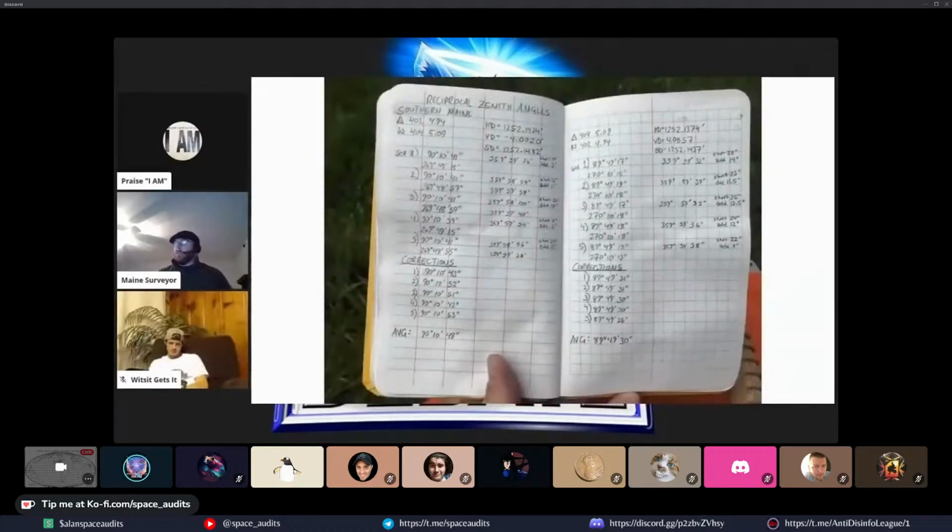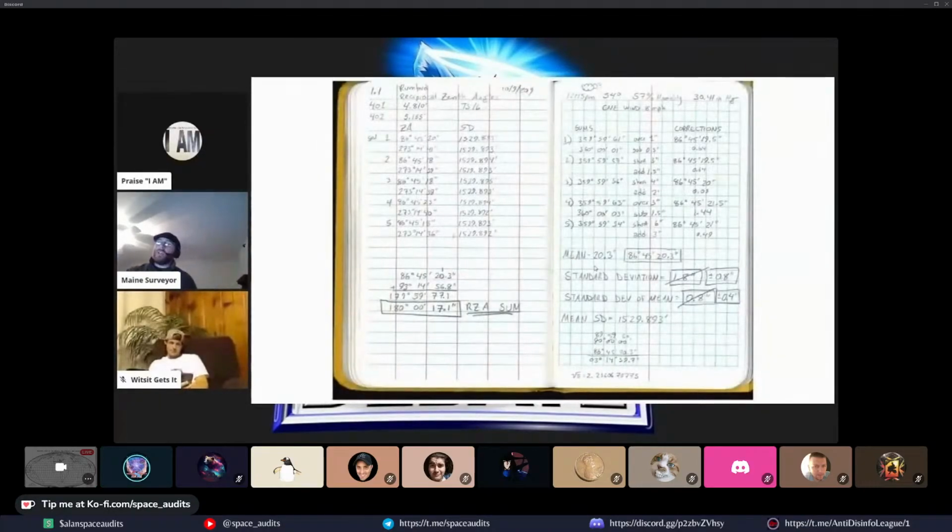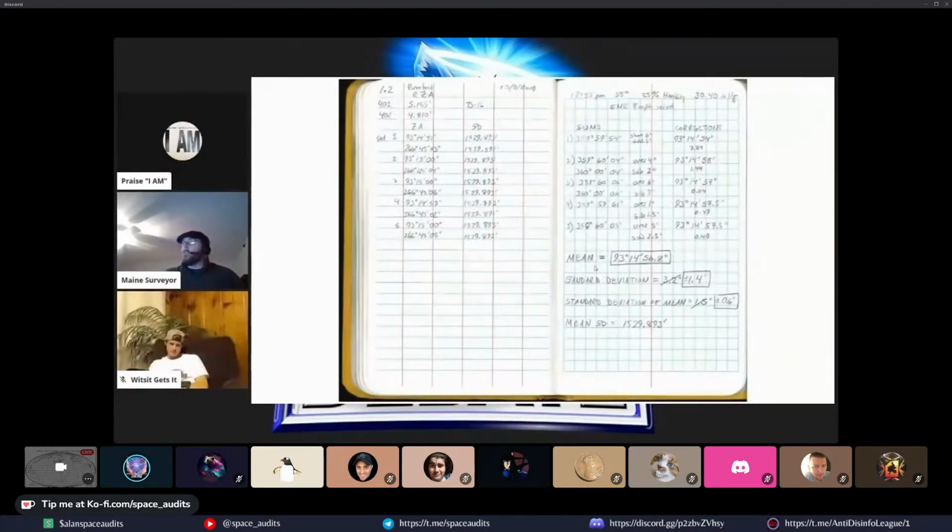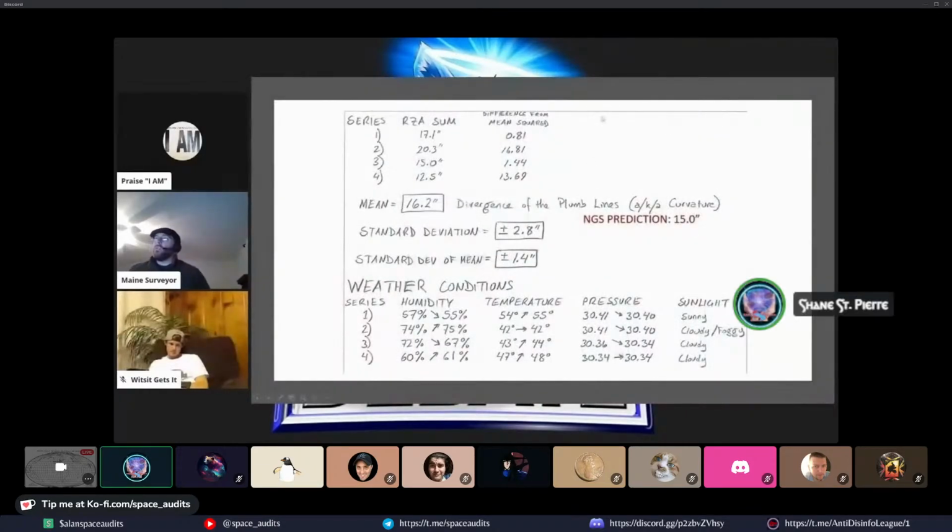Now, anything worth doing once is worth doing 4 more times. So I went to another location 100 miles away, and I did the same procedure, measuring reciprocal zenith angles between 2 points, 4 times over 3 days. And these are my field notes from the first series of measurements. Over the course of those 3 days and those 4 series of measurements, the mean divergence of the plumb lines came out to be 16.2 seconds. Interestingly enough, the National Geodetic Survey predicted 15.0 seconds of divergence. So not too shabby. We had a standard deviation of the mean of 1.4 seconds, more or less, plus or minus. And that means that the correct answer was contained within the margin of error of my final mean.